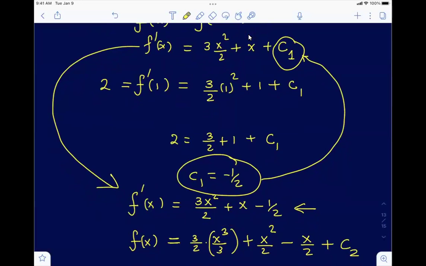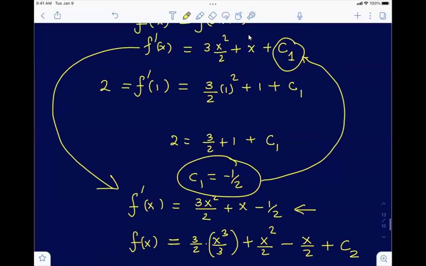When you integrate, you can see 3/2 here is a constant multiple, so leave it in front. Integrate x squared, so that will result in x cubed over 3. And then plus x squared over 2 as the integral of x. And then the integral of 1/2, it's a constant, so it becomes negative x over 2. And then plus c2.